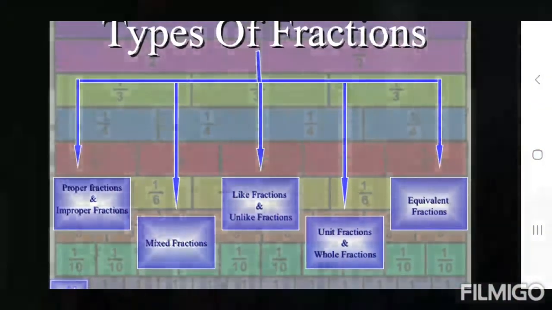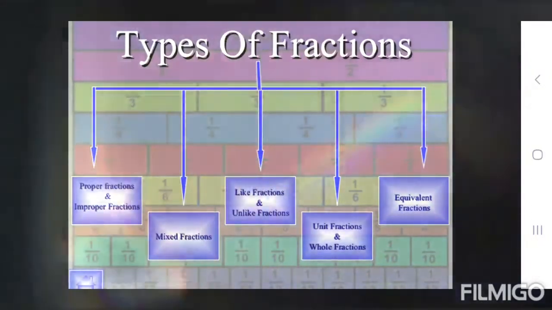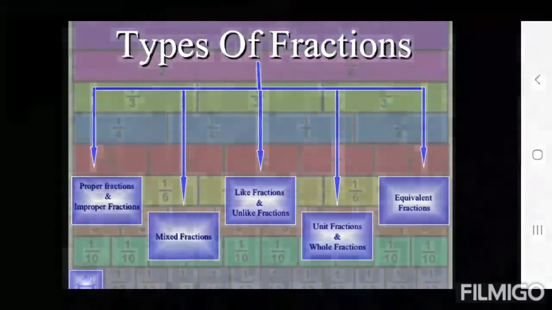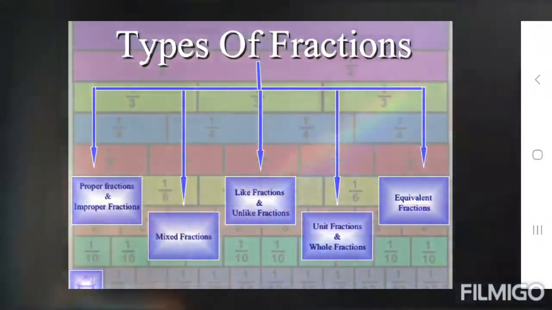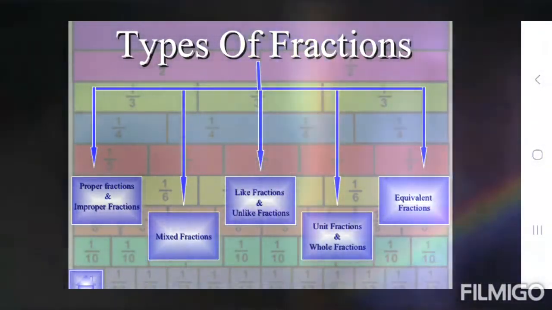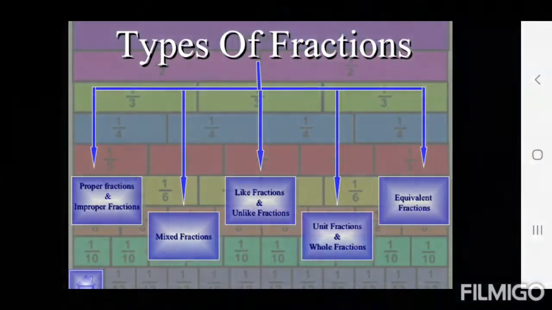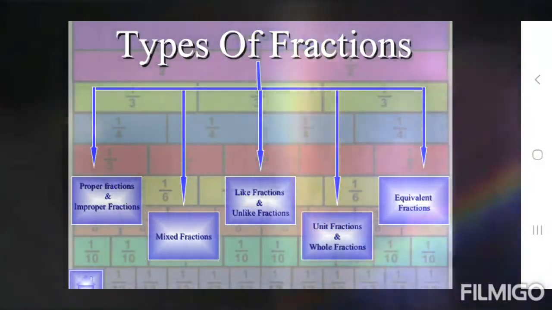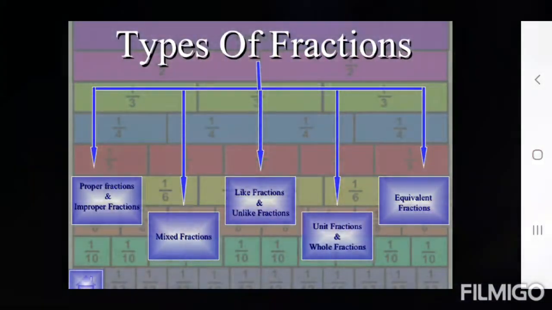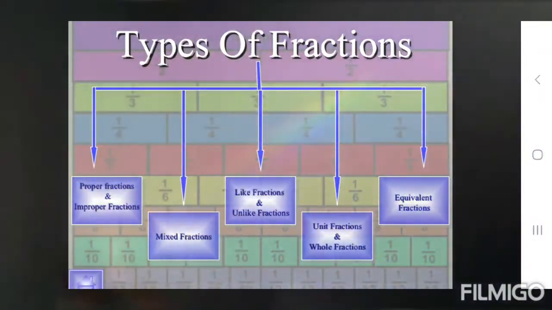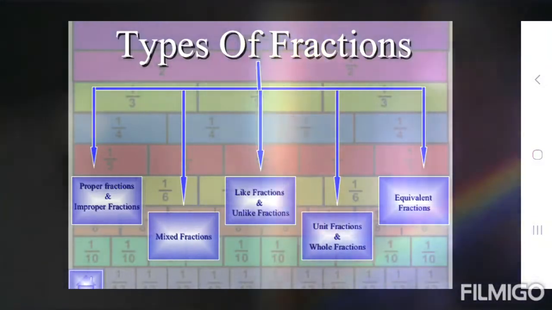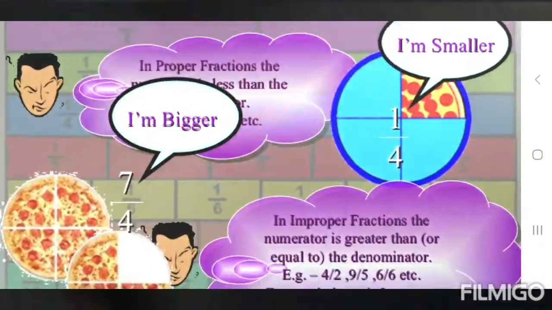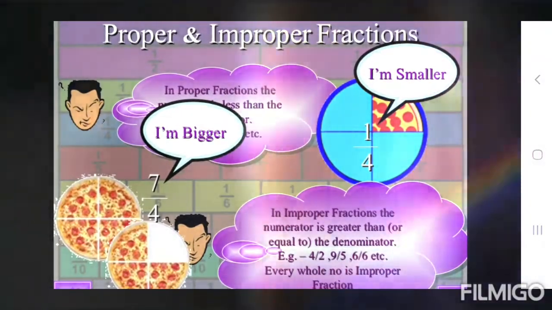Now, we also discussed types of fractions in class 4. So, there are different types of fractions: proper and improper fraction, mixed fraction, like fractions and unlike fractions, unit fractions and whole fractions, and equivalent fractions. So today we are going to recall what are the different fractions that we have learned in class 4. Proper and improper fractions.